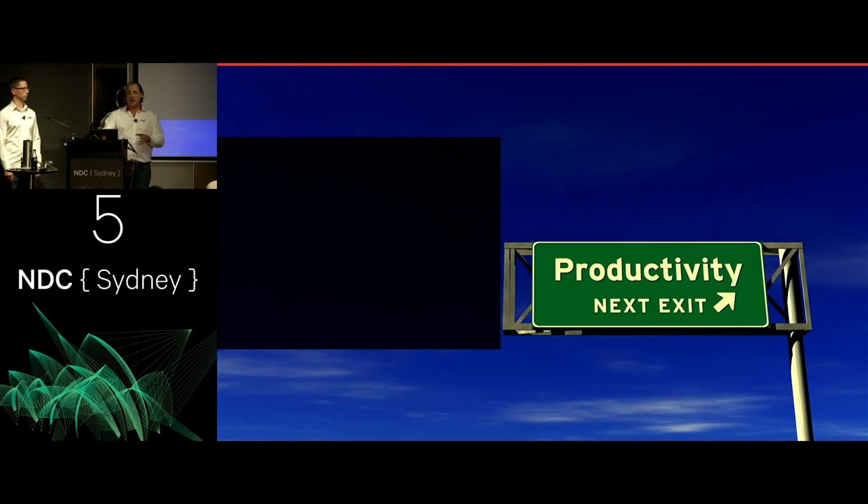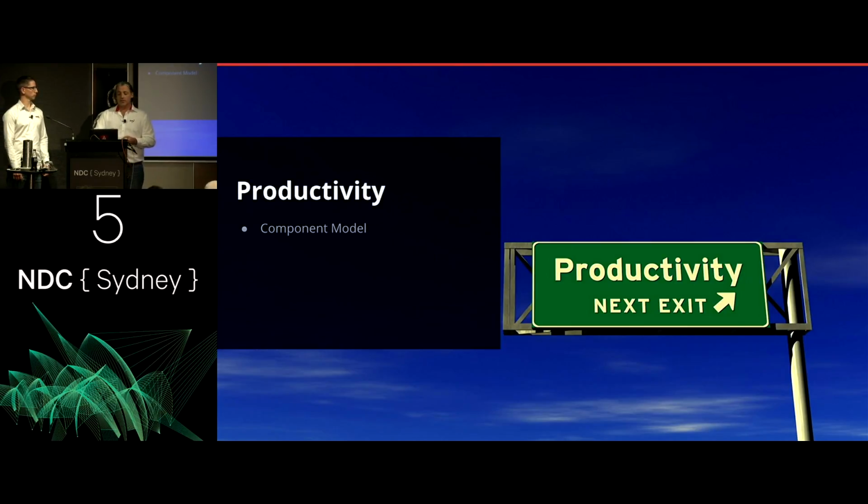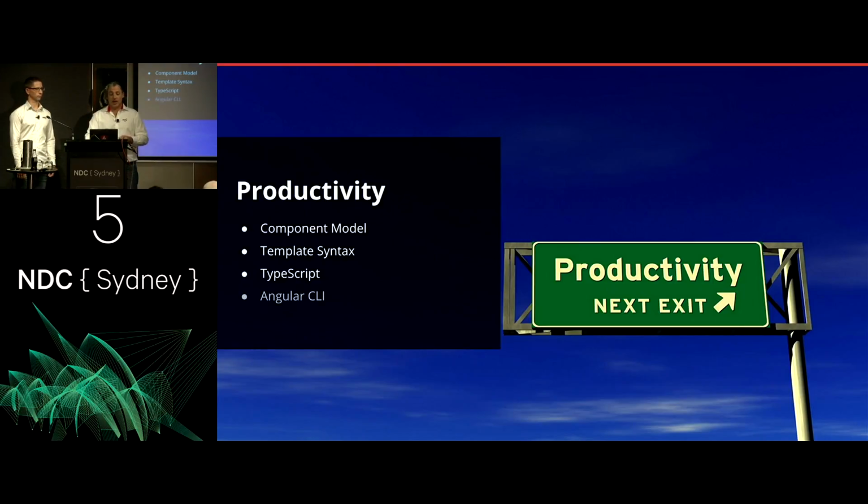The reason I love Angular 2, though, and that my teams love it, is it's massively productive. The component model makes composing applications really easy. We've got the template syntax, which is really simple and powerful. We've got TypeScript, which gives us strong typing for our JavaScript. And the Angular CLI, which does code generation, which is great, but what we love about it is it makes our build process much, much more simple.